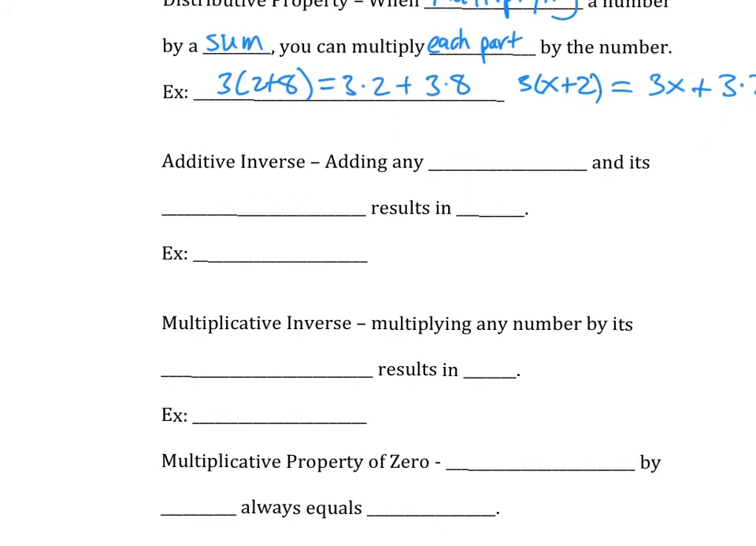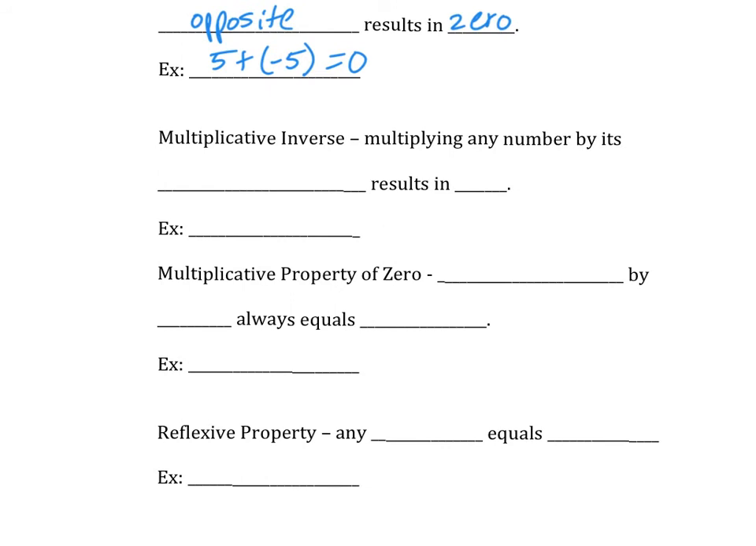The next property is the additive inverse, which says that adding any number and its opposite, so think negative, or if it was a negative, think positive, results in 0. For example, 5 plus negative 5 equals 0. That should also be something that's pretty familiar, the additive inverse.